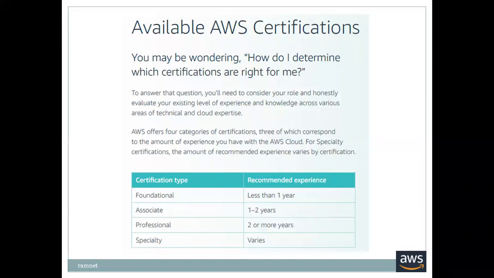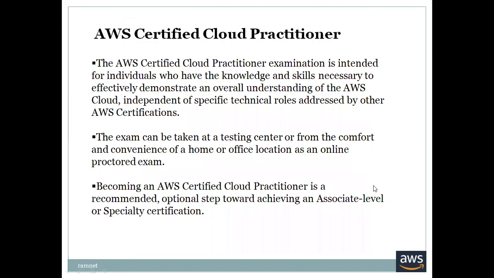AWS is offering 4 categories of certifications. These are 3 of them which correspond to the amount of experience you have with the AWS cloud. For specialty certifications, the amount of recommended experience varies by the certification. Foundational, less than 1 year, only 1 year is enough. Associate, 1 to 2 years. Professional, 2 or more. Specialty varies. Varies in the sense maybe around 5 years. If you cross that in AWS itself, you can definitely go for this specialty level certification. Next, we will start with it one by one.